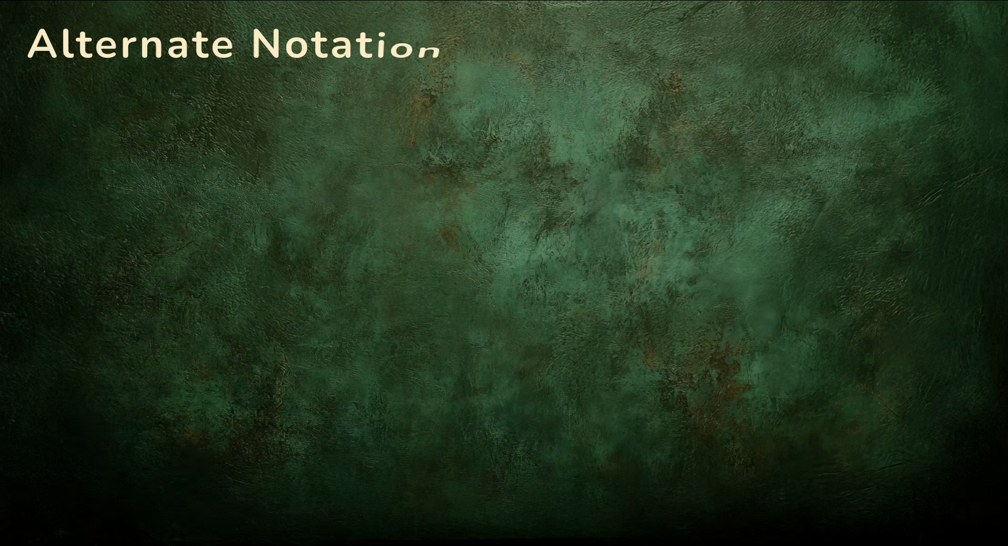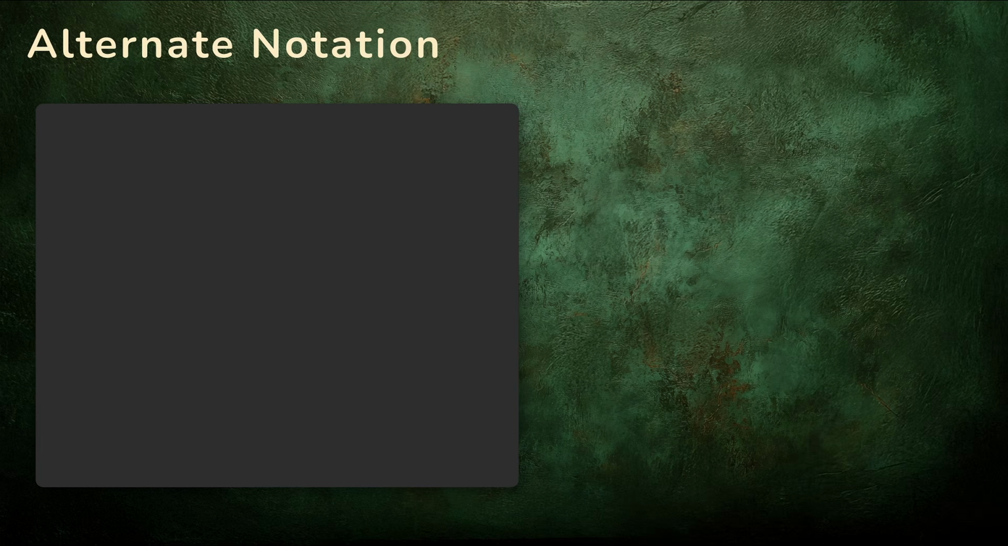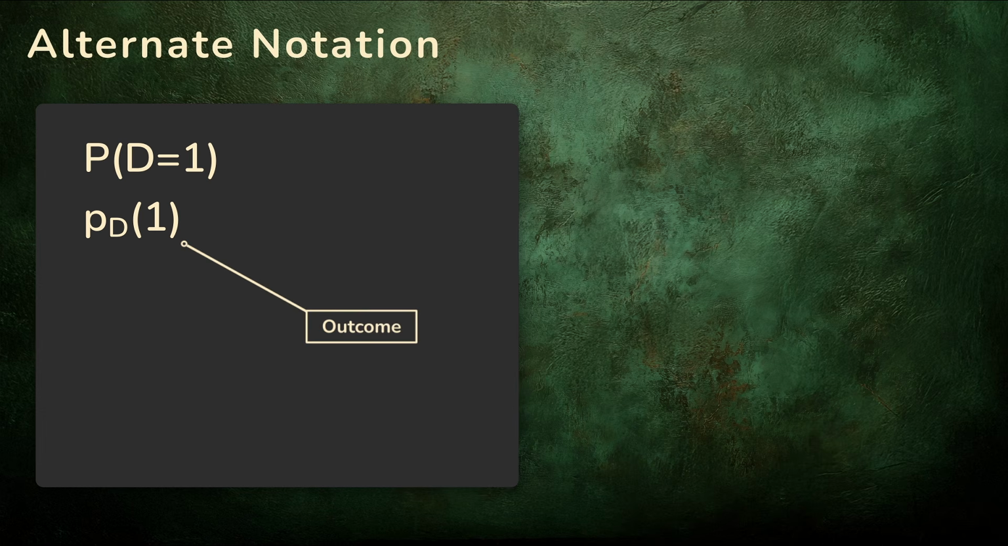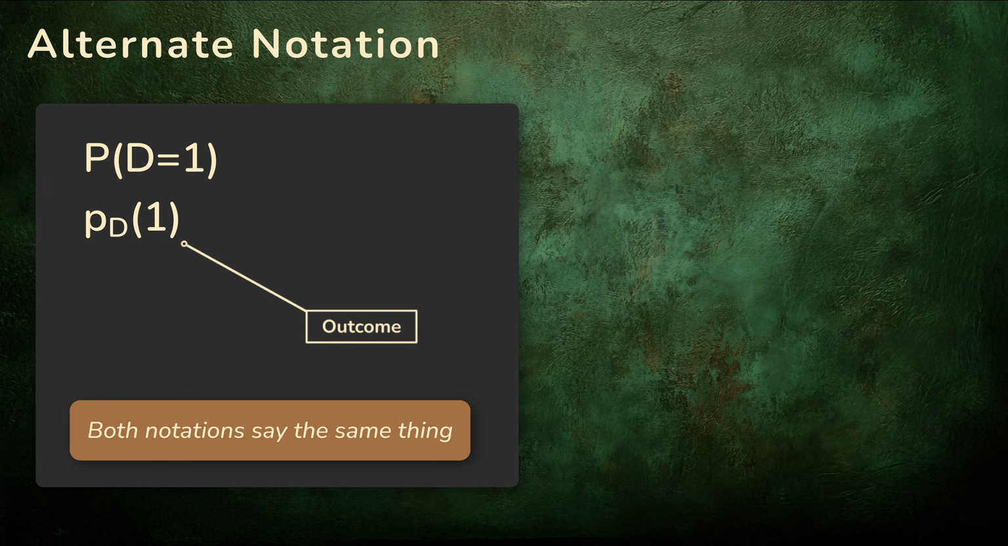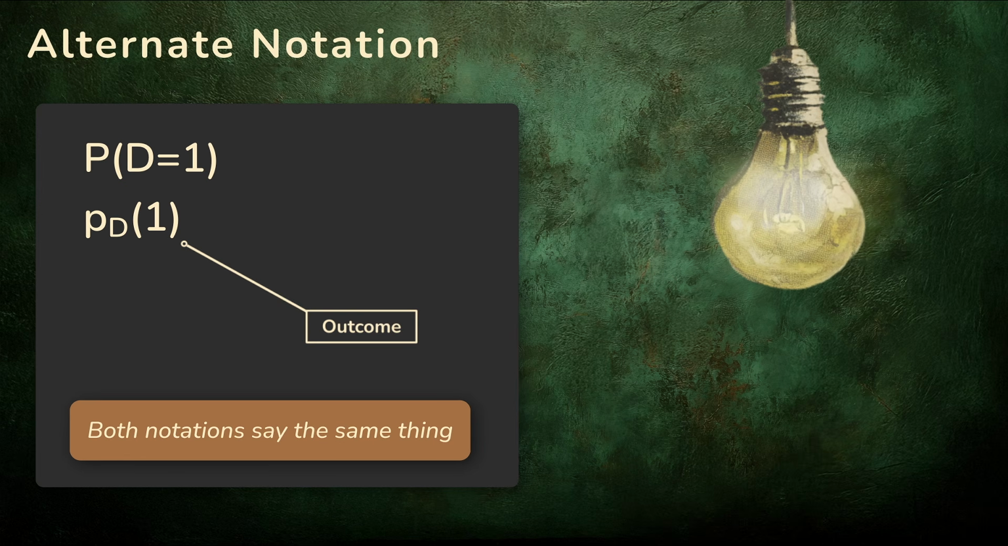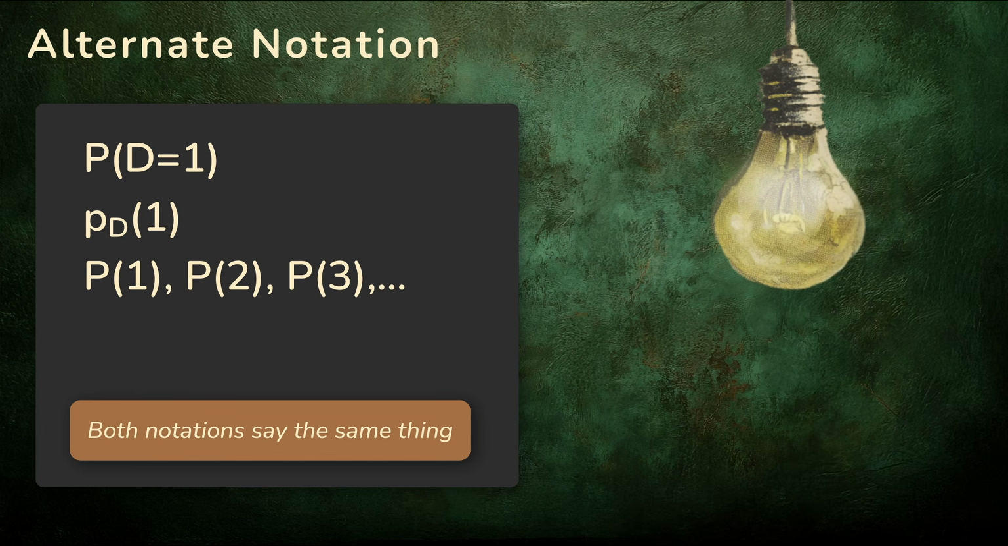Sometimes you'll see this written a slightly different way. Instead of P of D equals 1, you might see P sub D of 1, lowercase p, subscript d, outcome inside parentheses. Both notations describe the same idea, the probability assigned to that outcome by that random variable's distribution. And once everyone knows which random variable you're talking about, you can shorten it even further. P of 1, P of 2, P of 3, and so on.